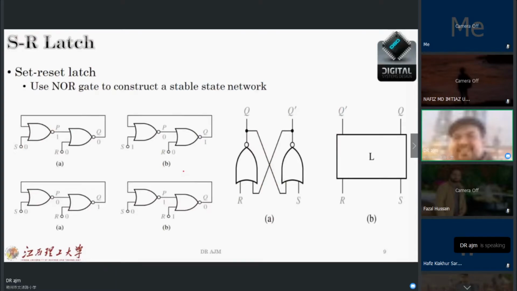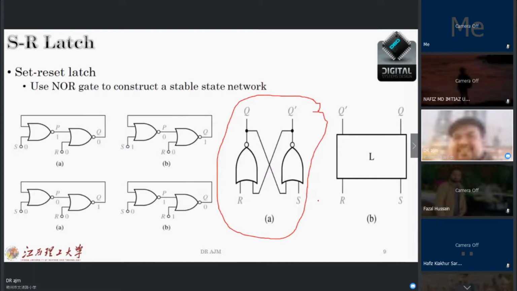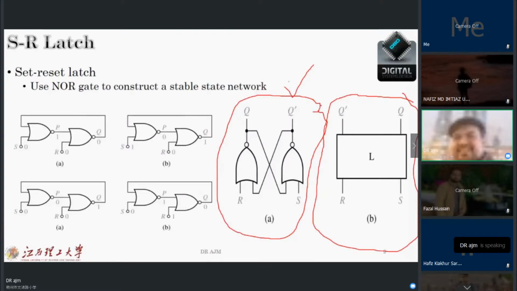The SR latch uses NOR gates to construct a stable state network. As you will see here, we can have different performance from this. Regularly, we show this type of SR latch with this shape, as I show here. Or if we want to show it with the block diagram, we show it with the B. But generally, the way we show it is number 8, like that. Okay, remember this.